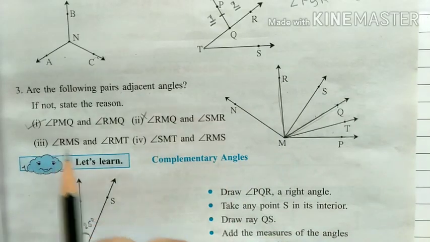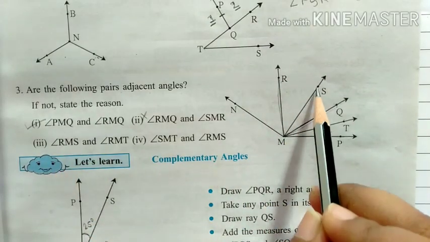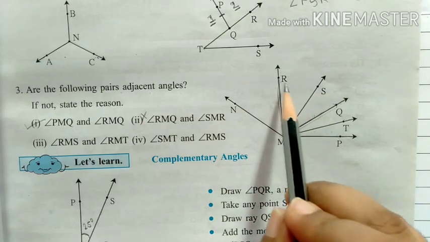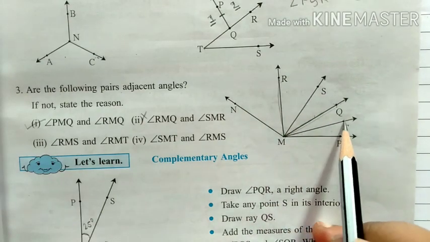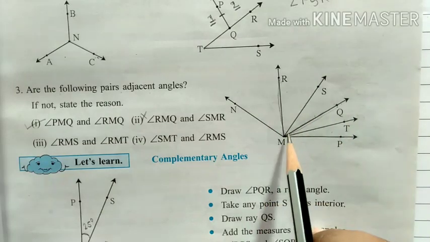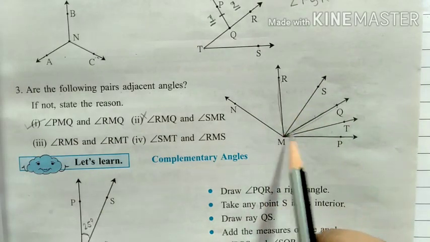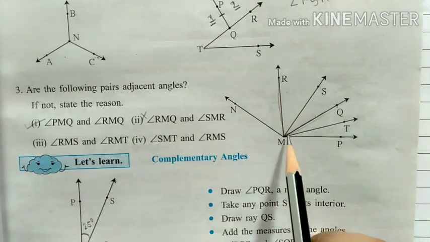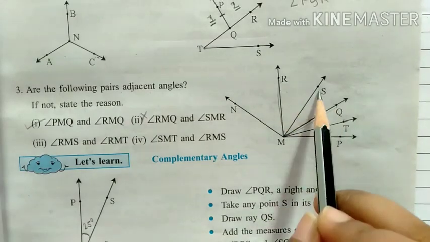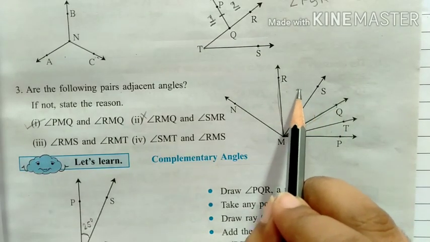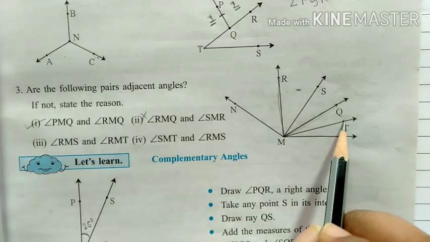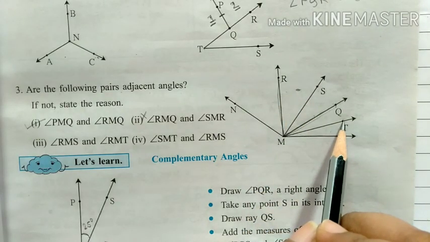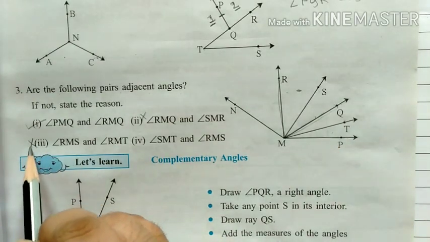Next, RMS and RMT. If you observe RMT, inside that RMS is there. So whatever the interior points for RMS are, they are the interior points for RMT also. So interior parts are not different. So it does not satisfy the condition. So this is not an adjacent pair of angles.